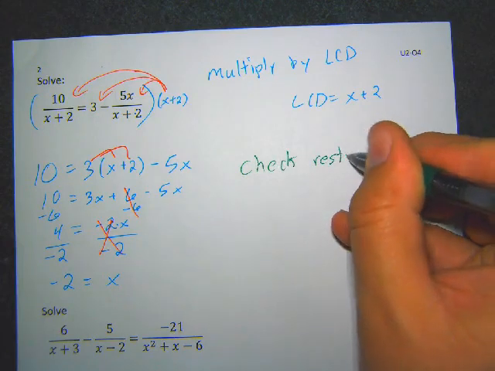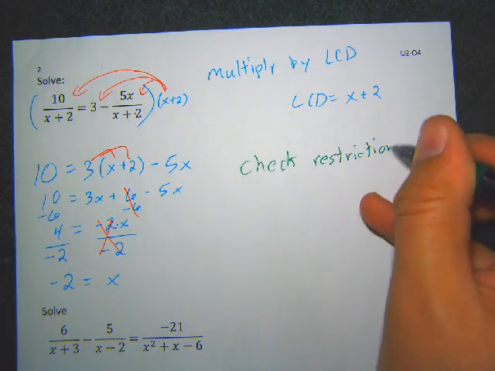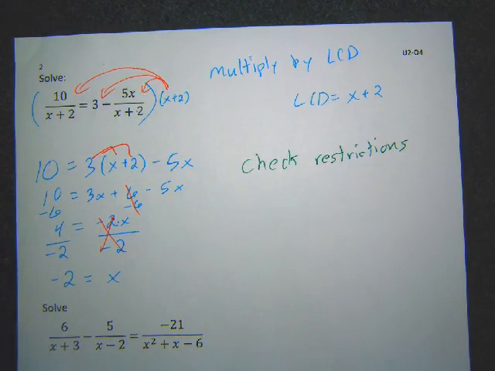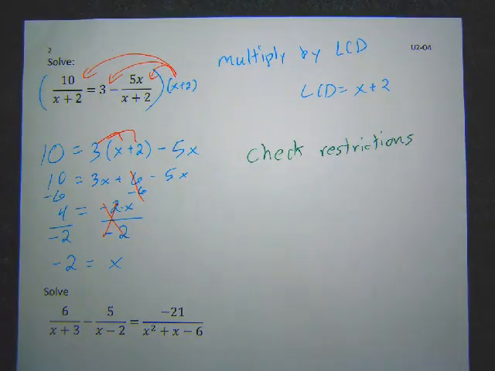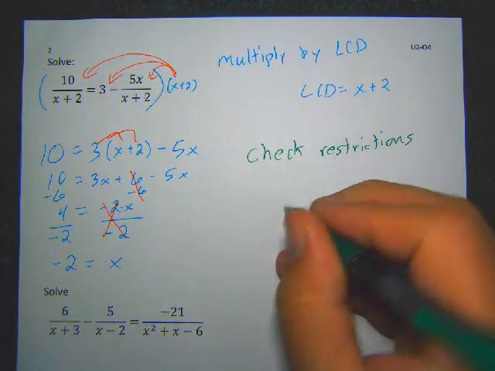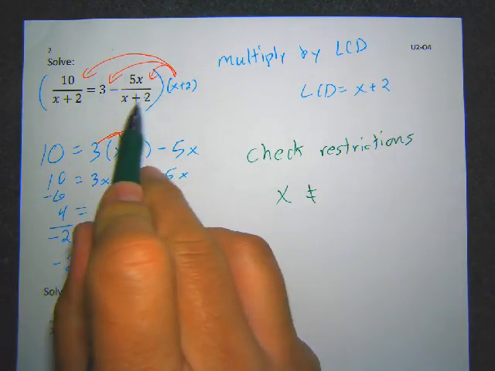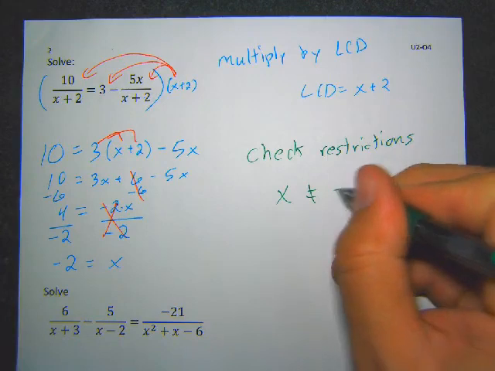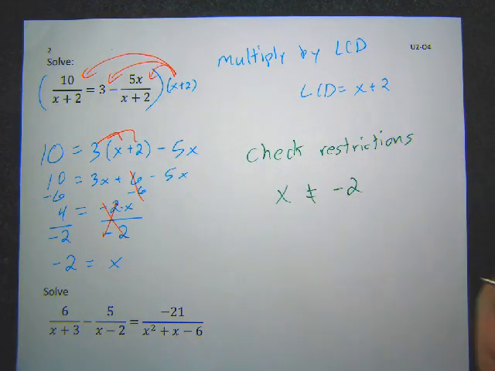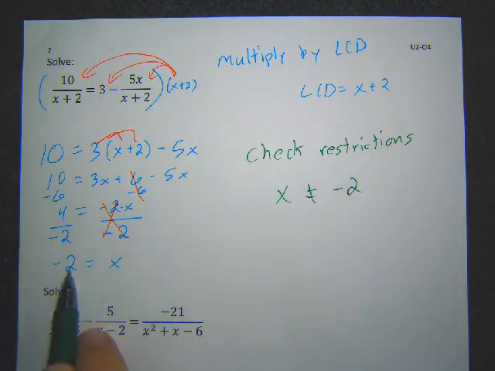This can happen in the homework, it can happen on the quizzes, it can happen on the test. So always check those restrictions so you don't mess up the problem, especially on the test. The restriction in this case is x cannot be -2, because -2 plus 2 would be 0. So x can't be -2. It could be anything else, but it can't be -2. So that's why this number is not allowed.